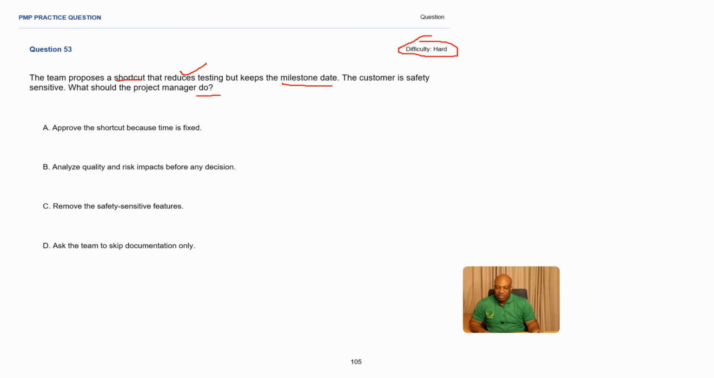So A, approve the shortcut because time is fixed. You don't just rush into action, all right? You cannot just go and approve. You need to do more. You need to get more information. You need to analyze, evaluate, and so on and so forth, making this one incorrect answer.